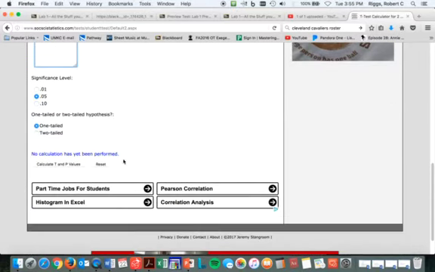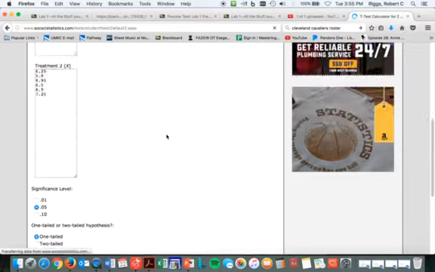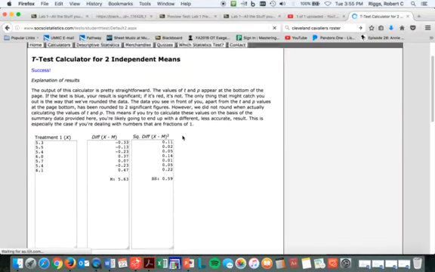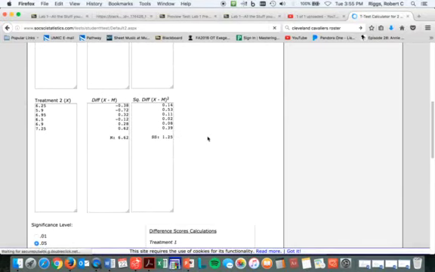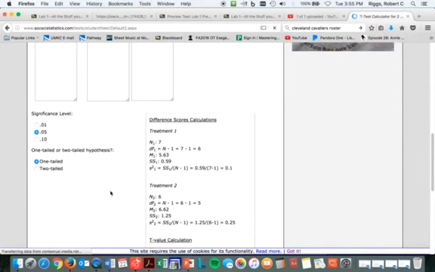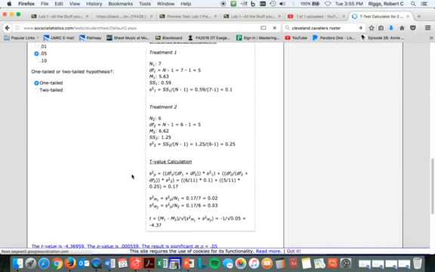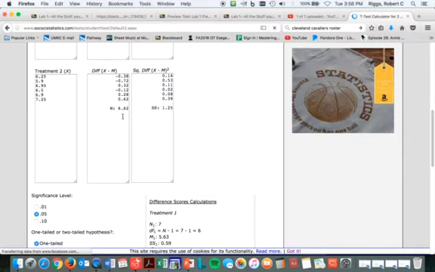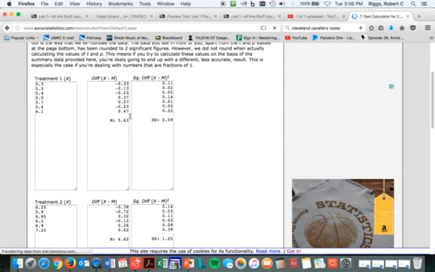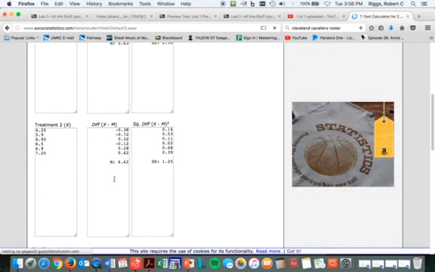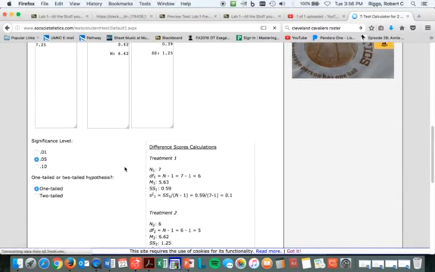I might have enough statistics here. Let's look at the 0.05. Calculate the P and T values. There it calculates it. Boom. And here's what it says. So you come down here. The mean of the Lady Roos is 5.63. The mean of the Cleveland Cavaliers is 6.62.